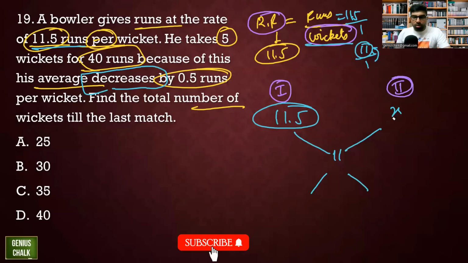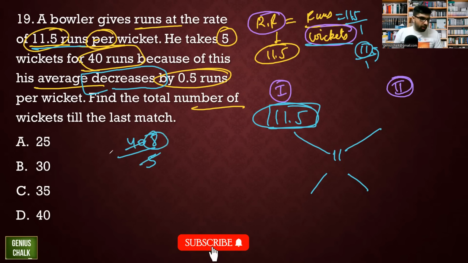The average decreases by 0.5 runs, and in the last match, what is the average? 40 runs and 5 wickets. So the average has to be 8. Can I say the average has to be 8? So this is 8. Now can you apply alligation?